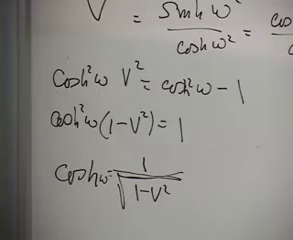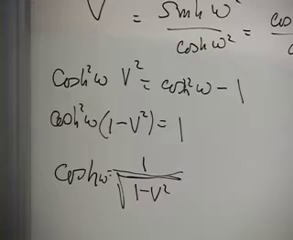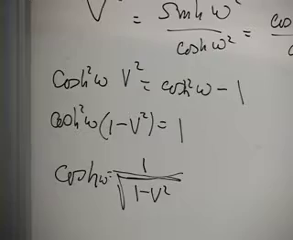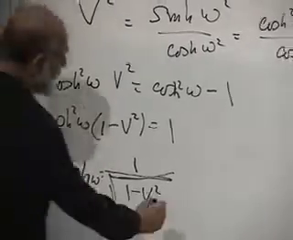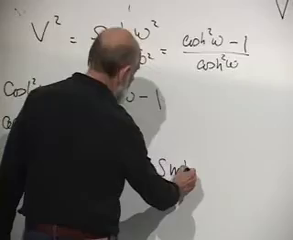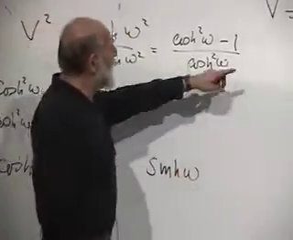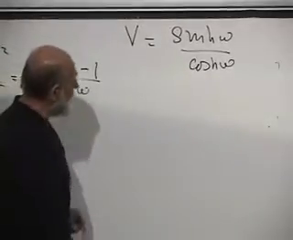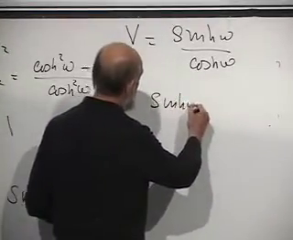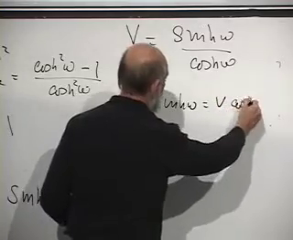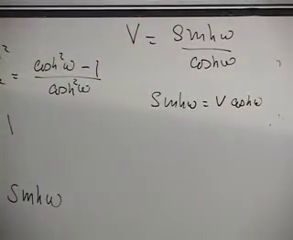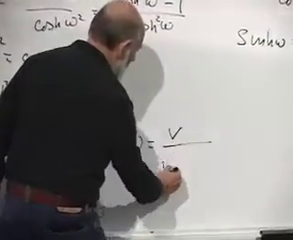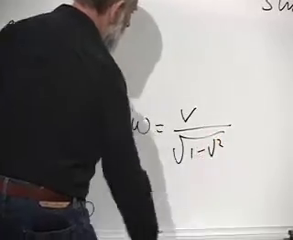Now, we've all seen these square roots of 1 minus v squared in relativity formulas. Here's where it begins to come. Here we begin to see it materializing. What about sinh omega? Let's also write down sinh omega. Well, from here, we see that sinh omega is just equal to v times cosh omega. This is easy. Sinh omega equals v times cosh omega. So, sinh omega is v divided by square root of 1 minus v squared.